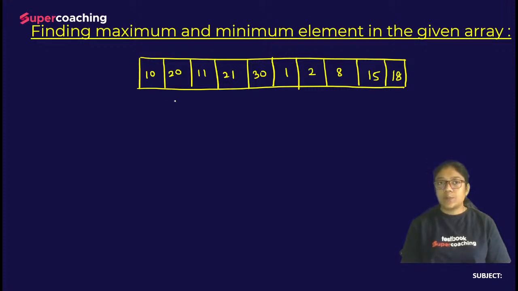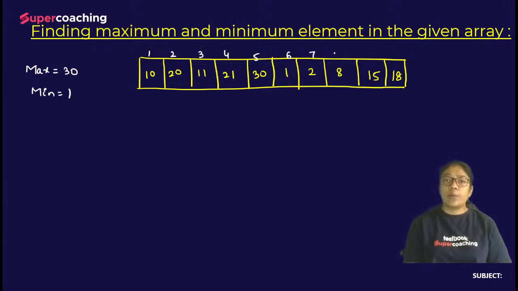So what is the expected output? Simply we have to return the minimum and the maximum element. What will be the expected output? Maximum element is 30 here in this array and the minimum element is 1. Index 1, 2, 3, 4, 5, 6, 7, 8, 9 and 10.